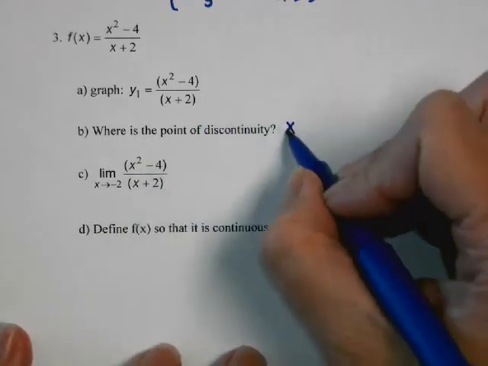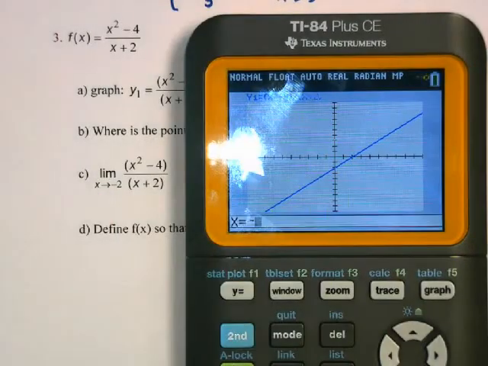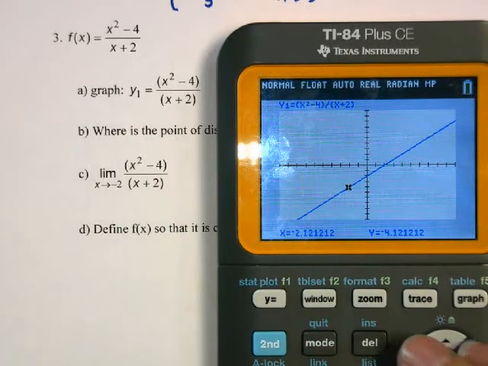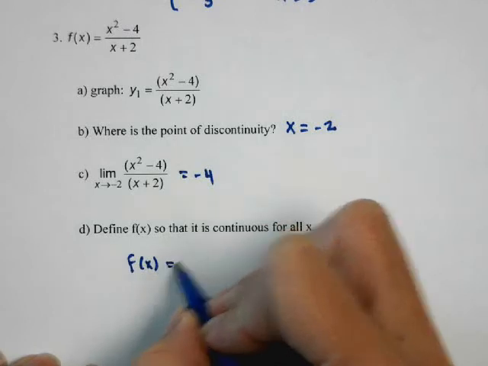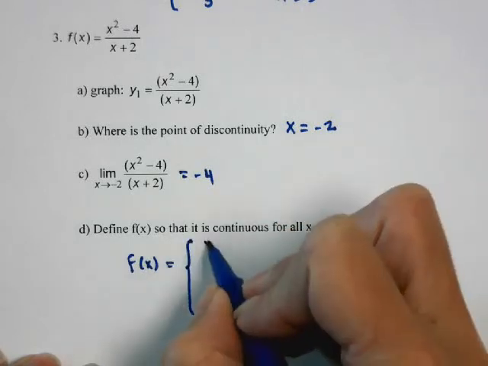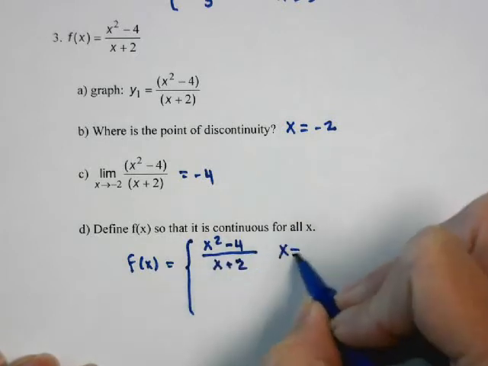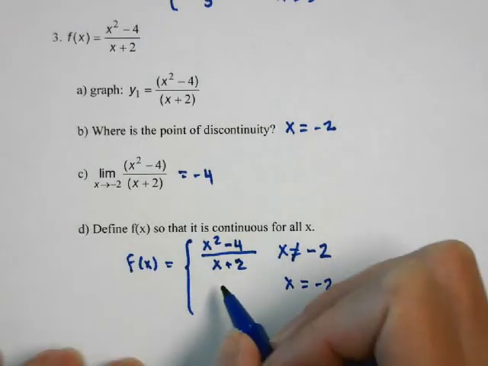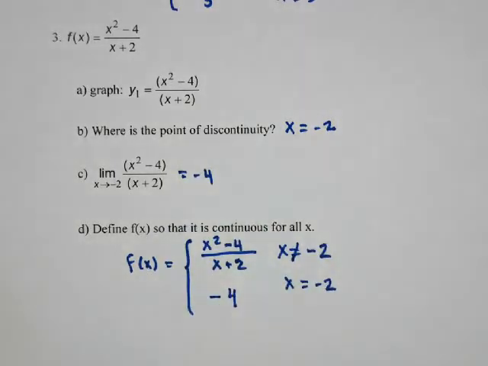There's going to be a point of discontinuity when x is equal to -2. When we graph it and trace to -2, again, nothing there, but if I go to the left and to the right, it's approaching around -4. So we can redefine this. We're good with this for all values except for -2. When it is -2, we'd like to plug the hole with a -4 to make this a continuous function.